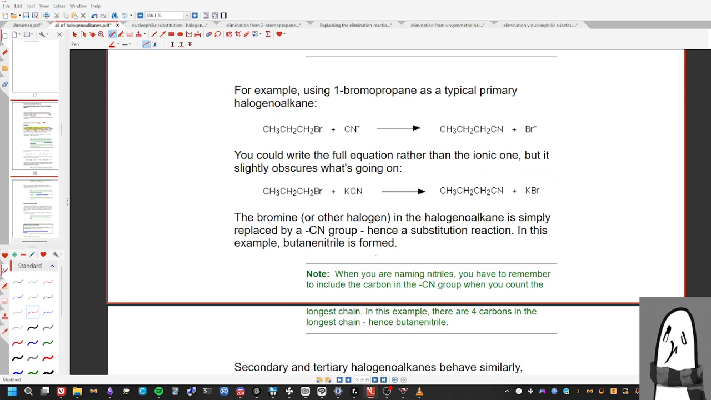In this example, butanenitrile is formed. When you name nitriles, you have to remember to include the carbon in the CN group when you count the longest chain. Example: there are 4. So although this is its own group, you count the carbons: 1, 2, 3, 4. There's 4, so you have butanenitrile.